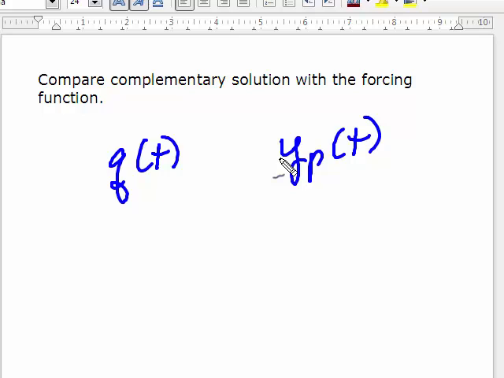It's going to have a very similar form with some coefficients that are undetermined, hence the name of the method. But before you choose the particular solution, first you have to take a look at the complementary solution. If the complementary solution and the forcing function are the same, then you have to do things a little differently. If they're very different, then you can use what I'm going to show you in the next slide. So the first step in using this method is to find the complementary solution.